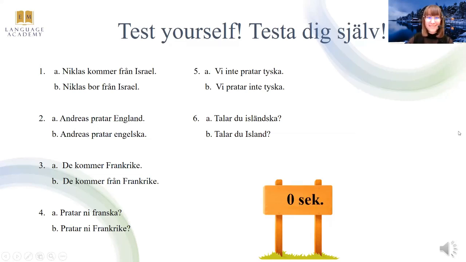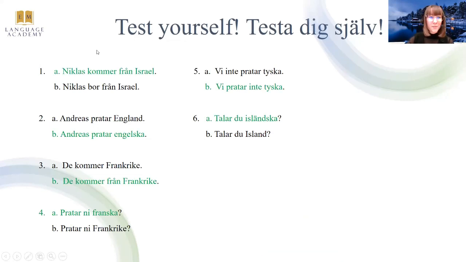As per usual, the answer key, right? So the first one. Niklas kommer från Israel. This is the correct answer. Why? Because Niklas bor från Israel does not make sense. We have the preposition which stands for from. So we can't say Niklas lives from Israel, right?